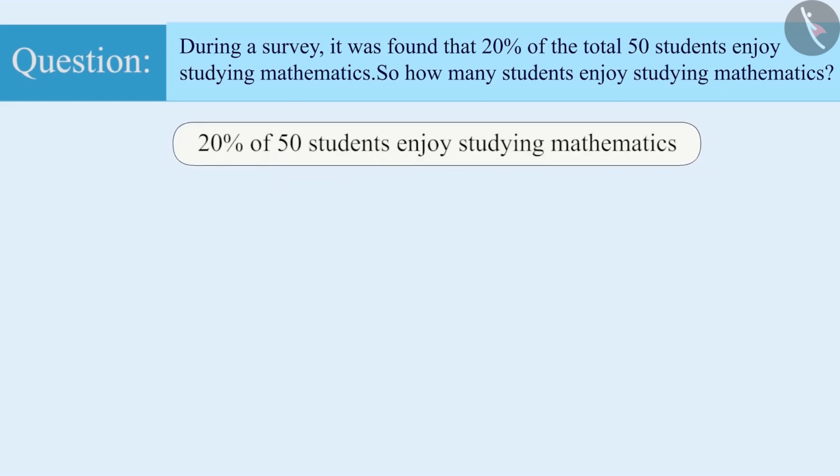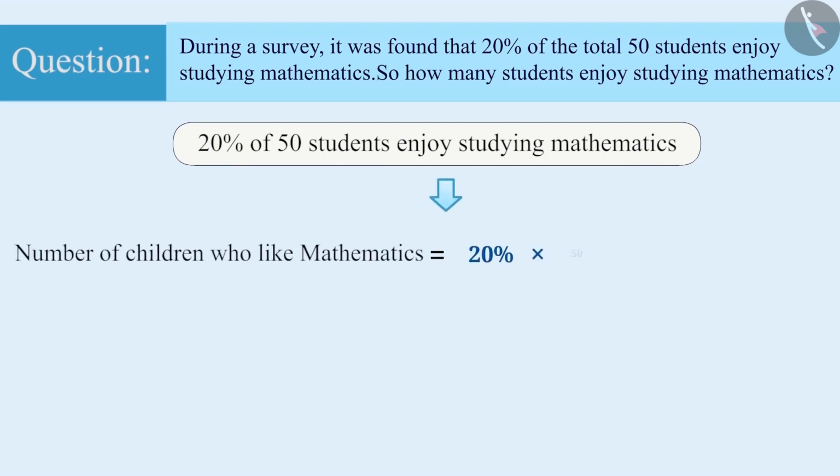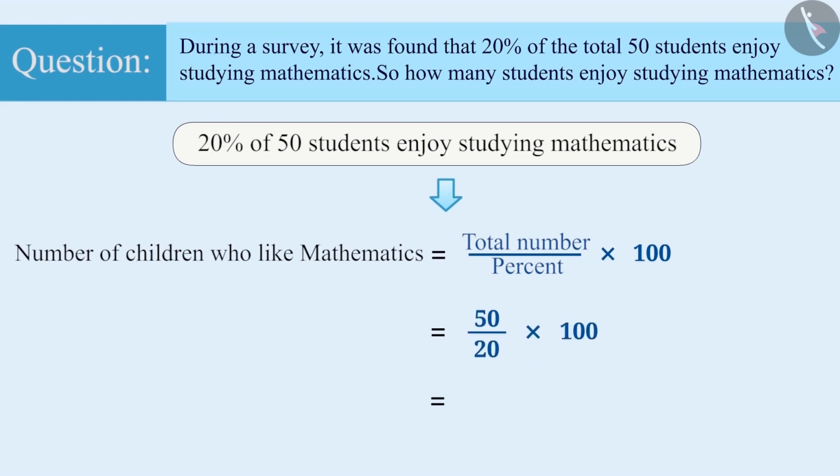Here, 20% of 50 students enjoy studying mathematics, hence the number of students who like mathematics will be 20% into 50, which is equal to 20 by 100 into 50, which is equal to 10. So the correct answer is 10. Sometimes the total number is divided by percent and multiplied with 100 to find the number of students who enjoy studying mathematics. For instance, here 50 is divided by 20 and then multiplied by 100 to give the result 250, which is the wrong answer.